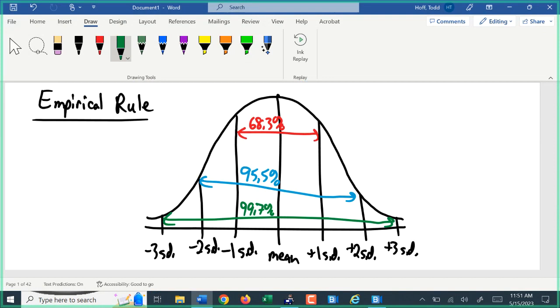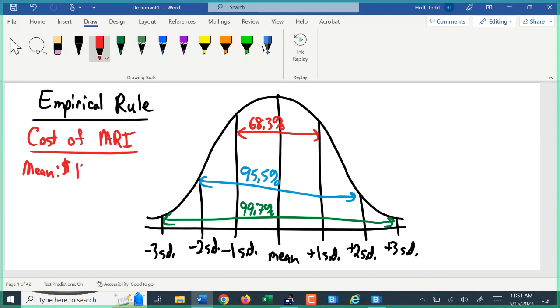Let's take a look at what this really means. Let's say we're looking at the cost of an X-ray. Actually, let's not do X-ray. Let's do an MRI. I don't want to use the same example that's on the test. So an MRI. Let's say the MRI has a mean cost in your region of $1,200, and a standard deviation of that cost. Let's put it at $220.